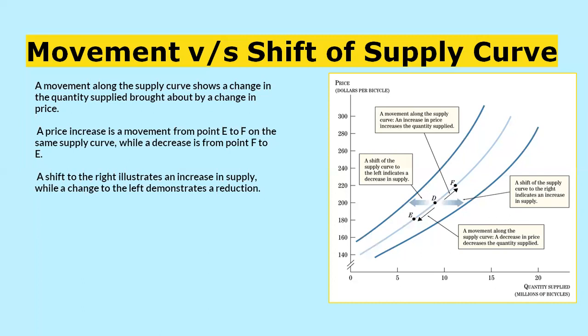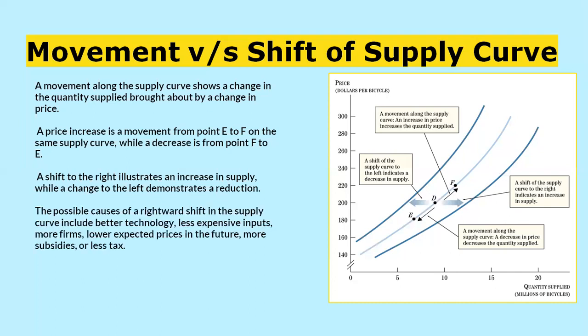A shift to the right illustrates an increase in supply, while a shift to the left demonstrates a reduction. The possible causes of a rightward shift in the supply curve include better technology, less expensive inputs, more firms, lower expected prices in the future, more subsidies, or less tax.